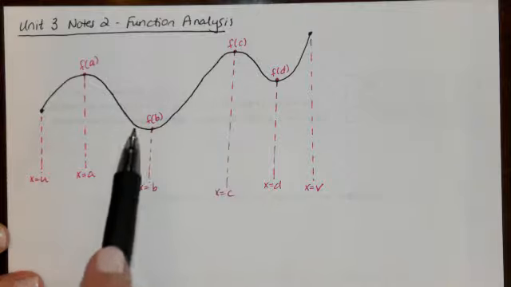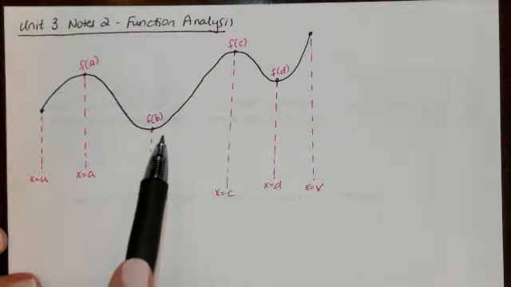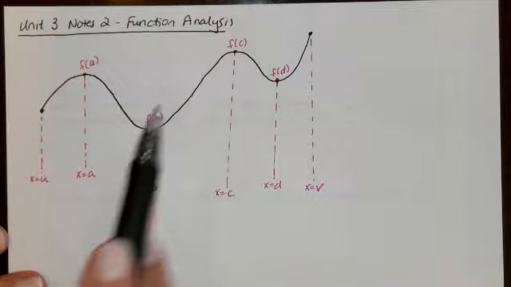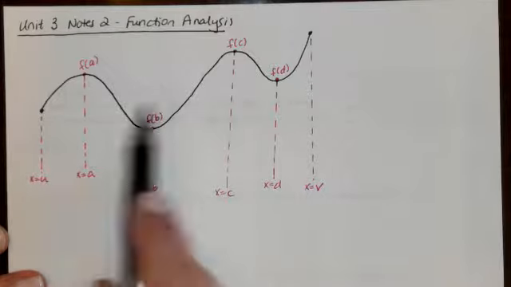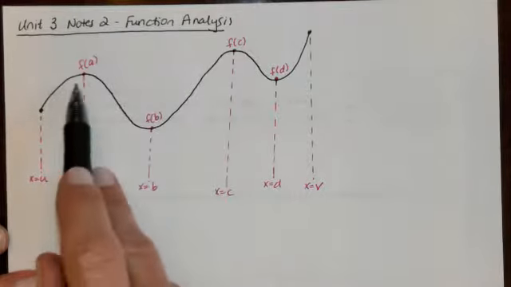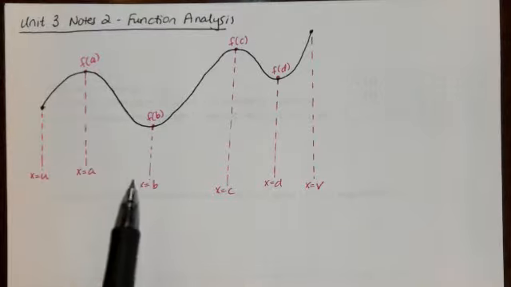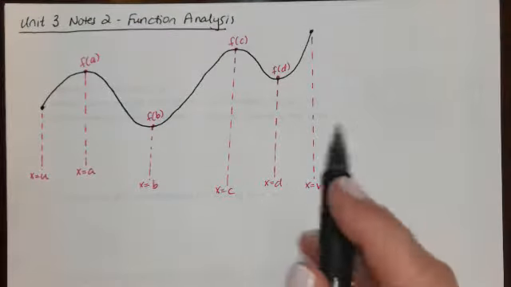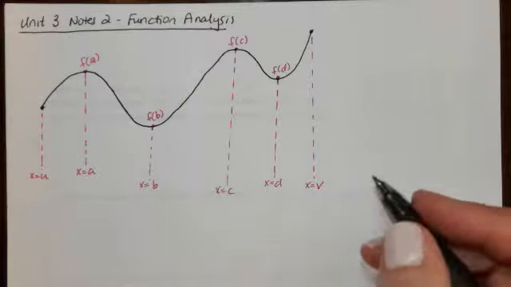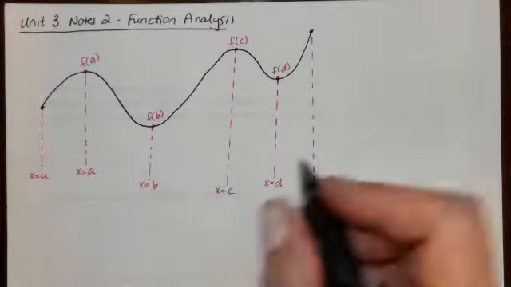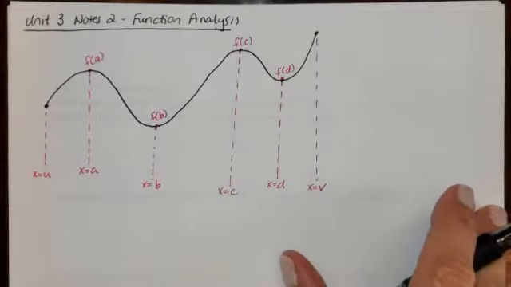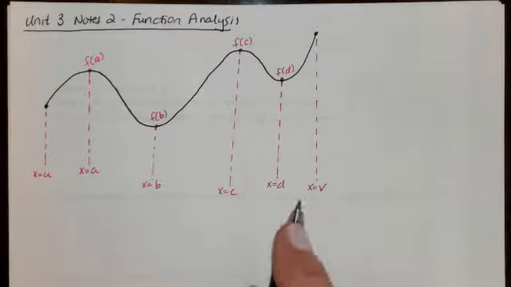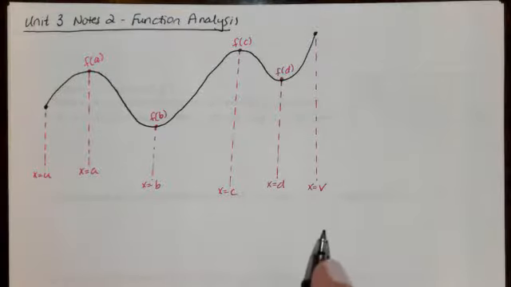So increasing and decreasing are talking about what y is doing as x is increasing. As x goes up, as x increases, what is y doing? Is y increasing or decreasing? So those are going to be intervals. We're going to have intervals where the function is increasing and decreasing. The next term that I'd like to talk about is a relative maximum and a relative minimum.